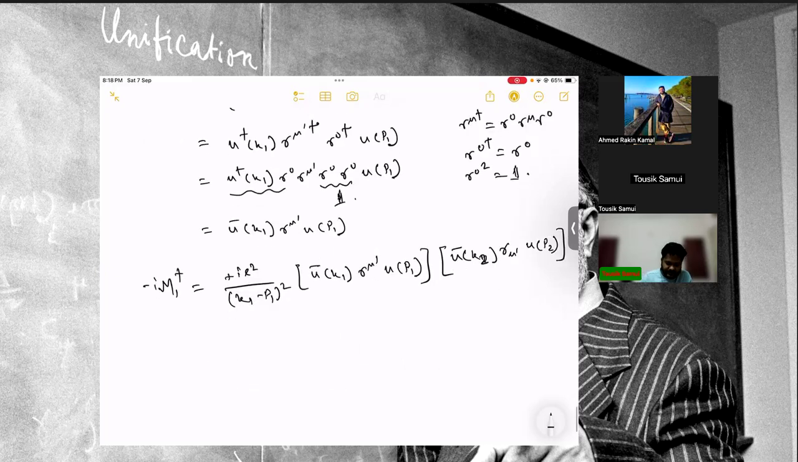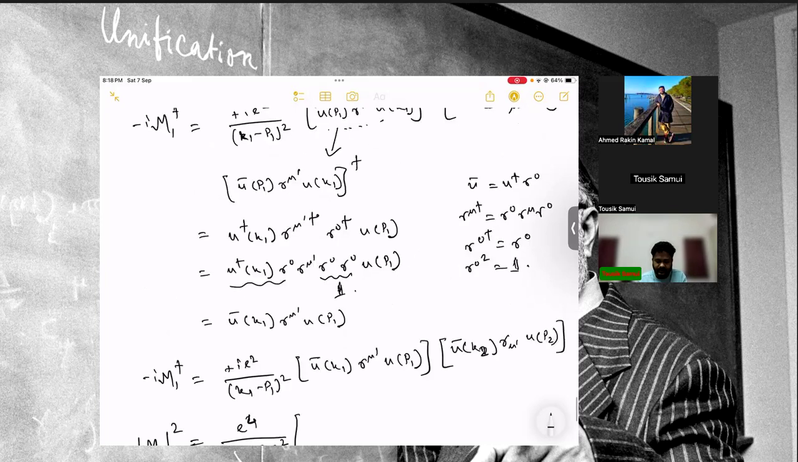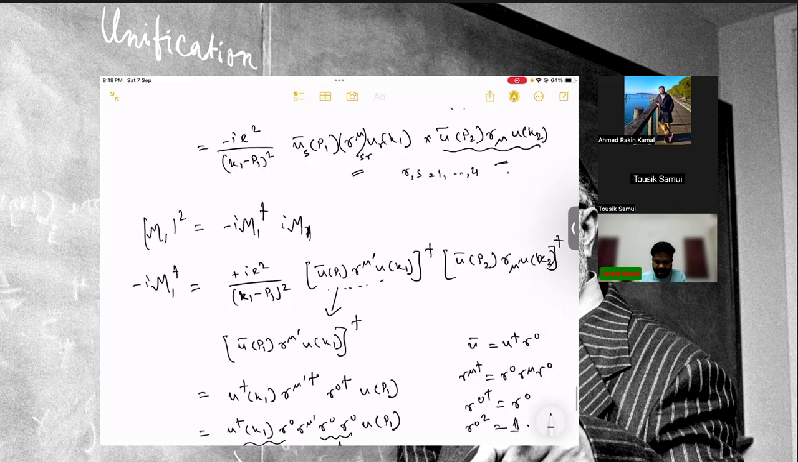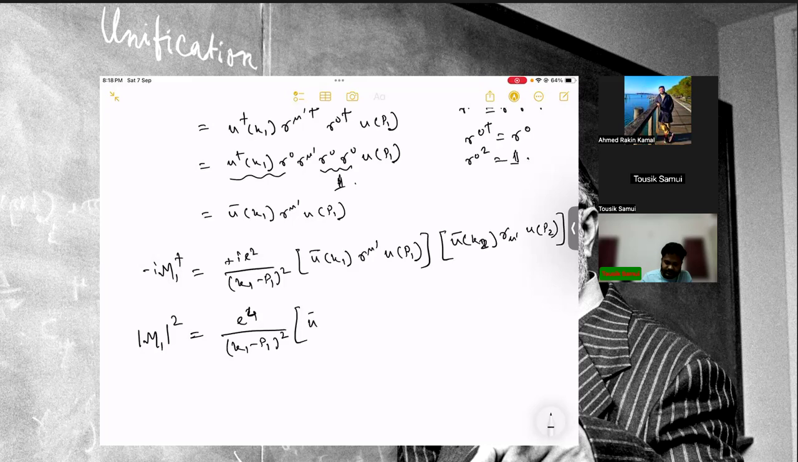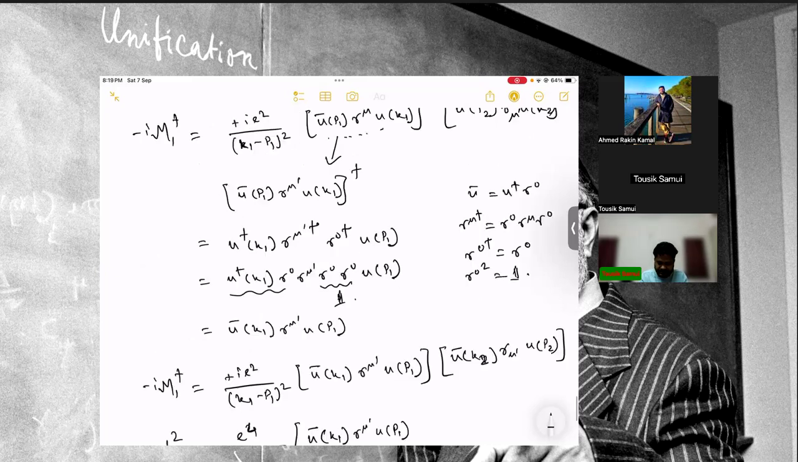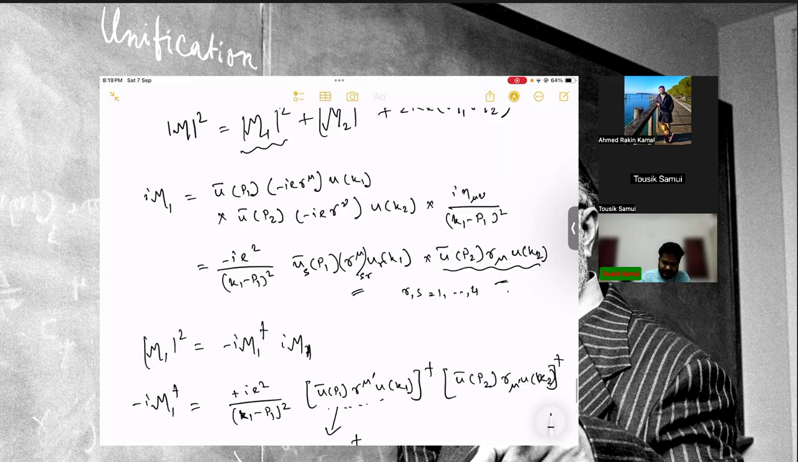And now if we contract these two, it will be e to the power 4 k1 minus p1 whole square. And then we have to write these two things, u bar k1 gamma mu prime u p1. So this is the first term, and along with that, I want to write the first term of the iM1. Right? So this one.